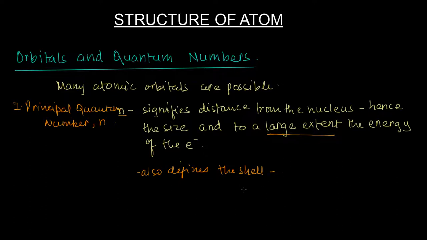And the shells are named like this. For n is equal to 1, the shell is called K. For n is equal to 2, it is L. For n is equal to 3, it is M. For n is equal to 4, it is N. And so on. n is equal to 5 is O, and 6 is P, and it keeps on going. Normally this is not used, because we are concerned with n is equal to 1, 2, 3, 4, 5, 6, as you will soon see. But if someone asks you, if the principal quantum number is 4, in what shell does an atom lie? Then you will say the N shell.